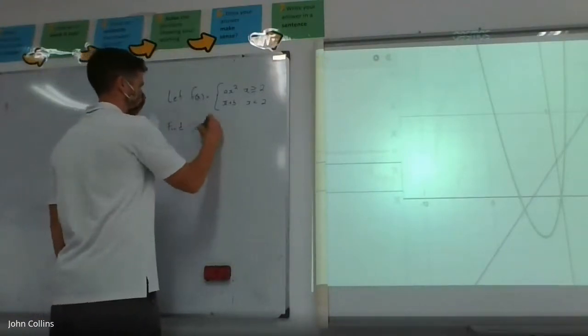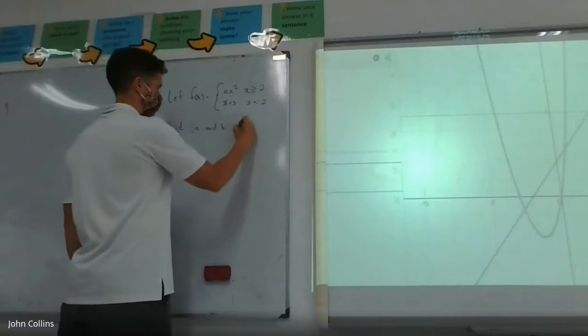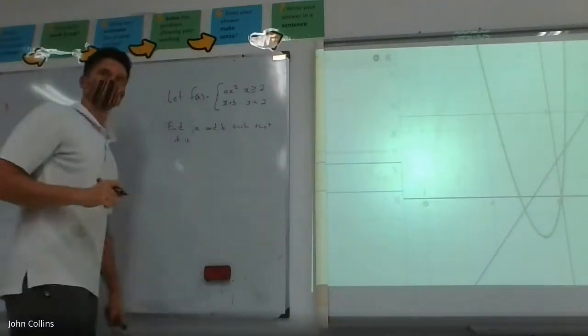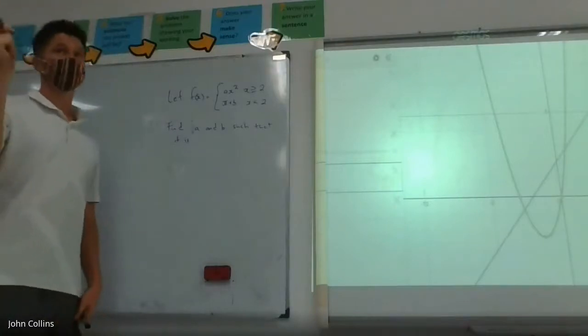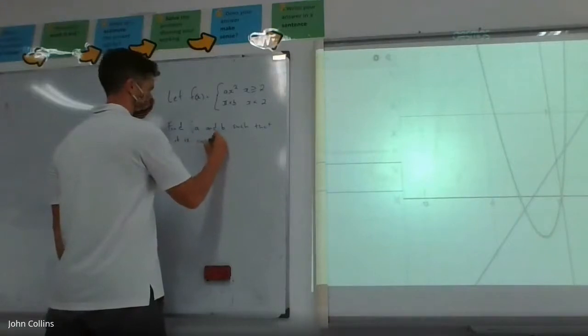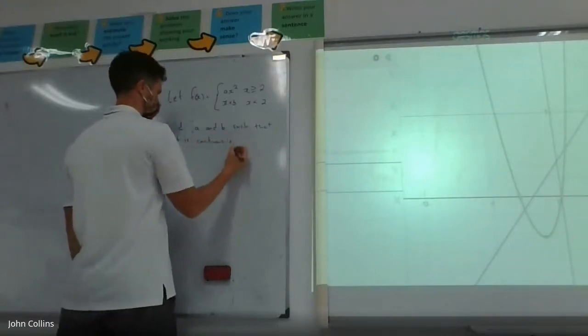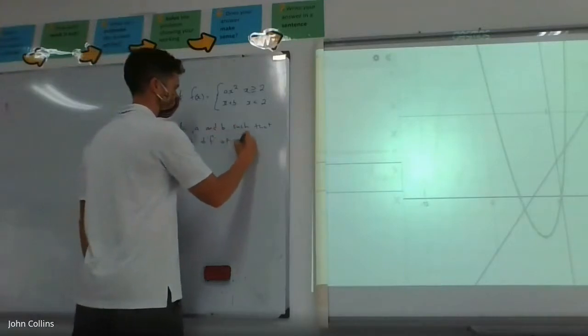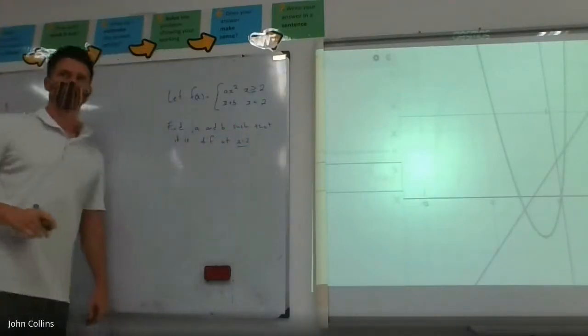Find A and B such that it is. Yeah, it's telling you it's continuous, and it's telling you it is differentiable. We've got to use those two bits of information. Well, we actually only say differentiable at x equals 2. Okay, so talk to me about what I need to do.